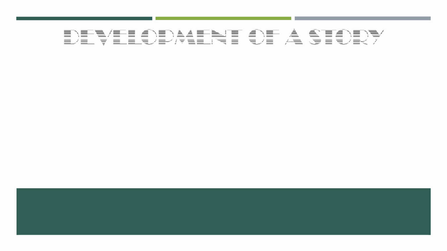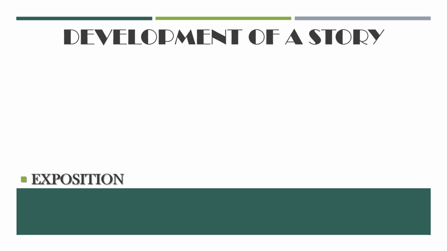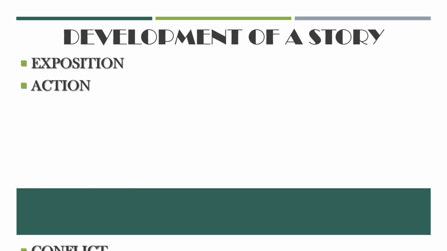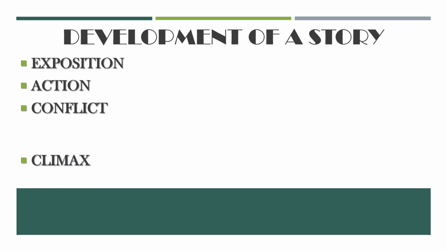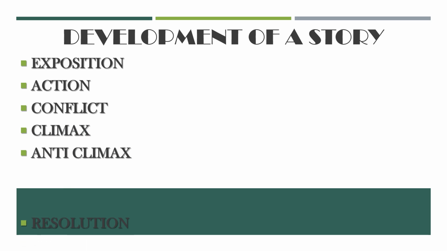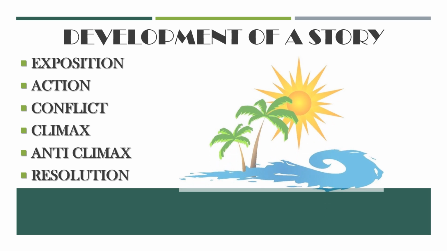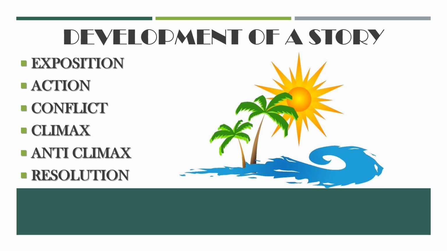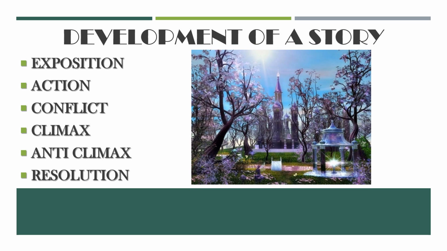There are certain stages of the development of a story: exposition, action, conflict, climax, anticlimax, and resolution. Your story should develop through all these stages. Your story must begin with exposition. Exposition is all about revealing time, place, character, scene, etc. The very first paragraph should clearly tell what the story is all about.